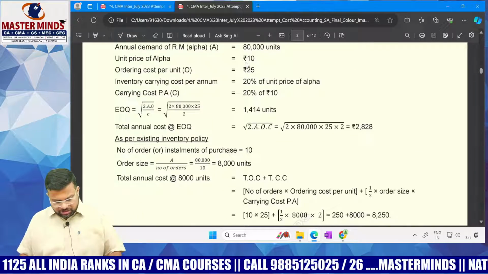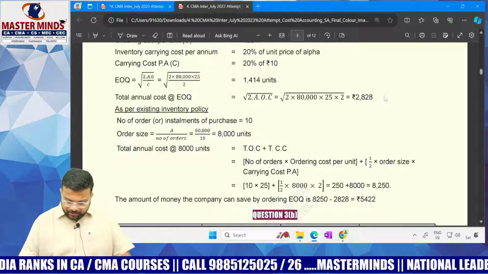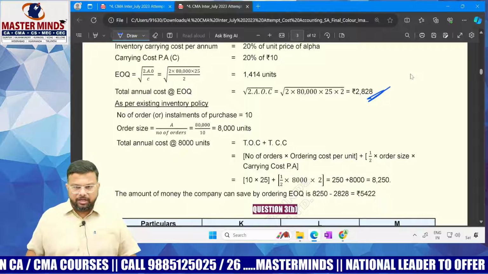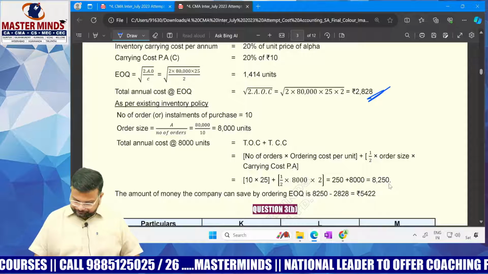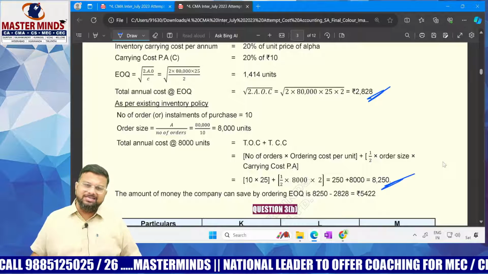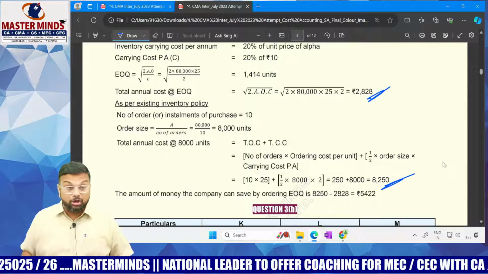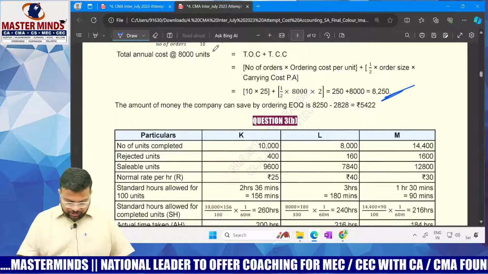Okay, so 3A solution is given here. You can clearly see what we have done is that we have calculated additional cost at EOQ, and we have calculated additional cost at 8,000 units. Obviously, additional cost at EOQ will always be less or minimum compared to any other order size, provided there is no change in raw material price. Okay, that is what we have done here. Next, 3B.